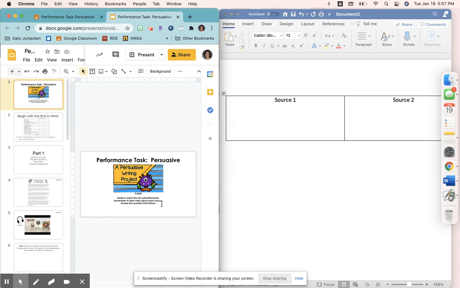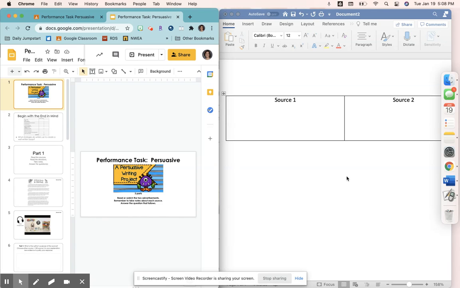And every single performance task, no matter if it's persuasive, or informative or a narrative, doesn't matter. We always start with notes, line down the middle, source 1, source 2. So when it's your turn to take notes, I want to make sure that's exactly the same way that you start. Line down the middle, source 1, source 2.